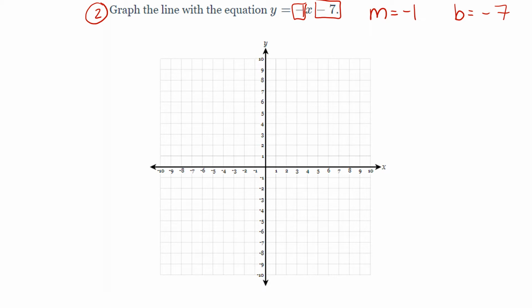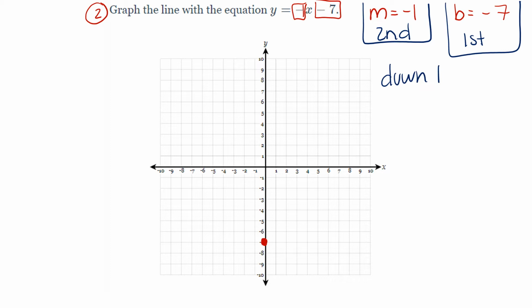When you are graphing your equation, graph the initial value first, the negative 7. And it will always go on the y-axis. We put a point at negative 7. Then we can graph our slope second. Because it's a whole number, it's a negative, so we're going to go down 1. Negative is down. Down 1. And then we don't have a denominator, so we're just going to go right 1.